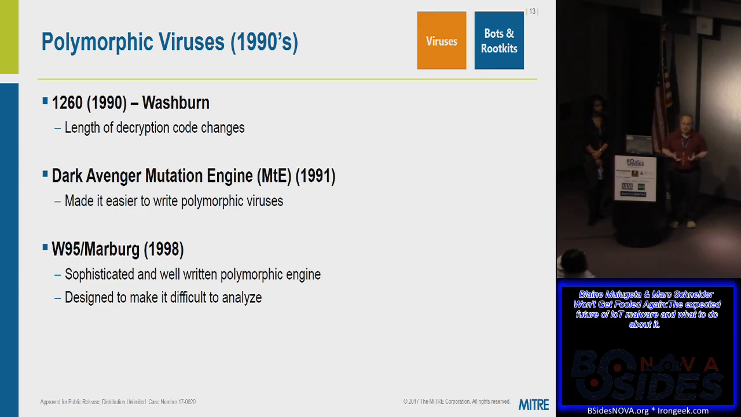Dark Avenger mutation engine is also interesting because it was the first toolkit designed to actually help people write polymorphic viruses. Polymorphic viruses are not necessarily easy to write. But thanks to Dark Avenger and Marburg, there's toolkits available that make it easy to write. Very high level stuff so that you didn't have to know all the little ways to rearrange the assembly to make it work.